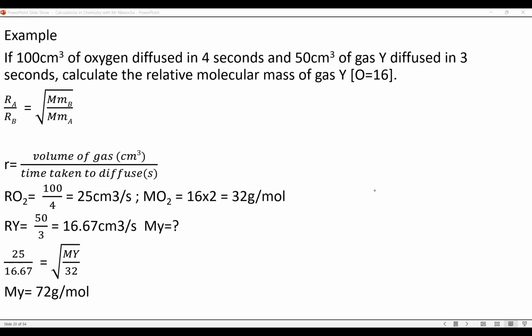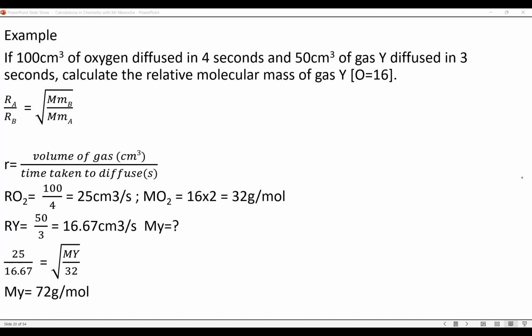Okay, so back to what we are supposed to do. All I need to do here is remember this formula. Once you remember the formula, all you need to do is calculate the rates for A and B. I usually make my life easy and just write out the formula. Rate is volume over time. So here, for the rate of oxygen, I can do 100 over 4. That gives me 25 centimeter cube per second.